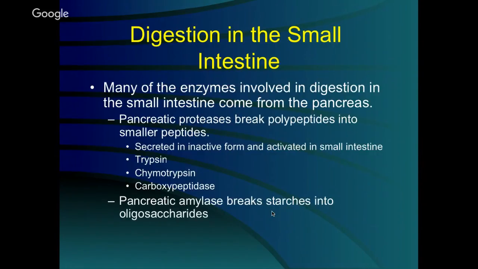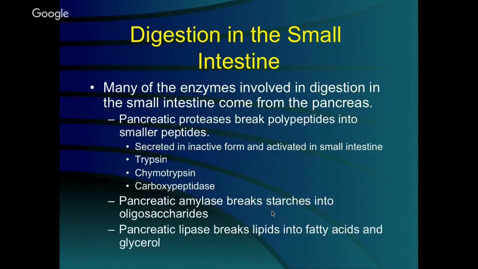You also have pancreatic amylase being produced, which, just like salivary amylase targeted carbohydrates, so does pancreatic amylase, and it breaks down complex carbohydrates into what are called oligosaccharides. An oligosaccharide, oligo means a few, so it's basically the equivalent of a peptide. It's a small chain of just a few building blocks of carbohydrate. And then you have pancreatic lipase that's also being produced, and it breaks fats down all the way into fatty acids and glycerol.